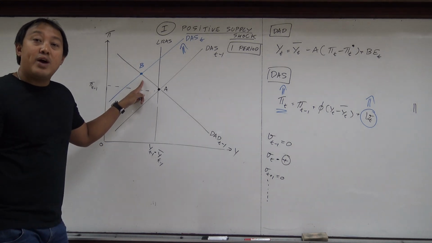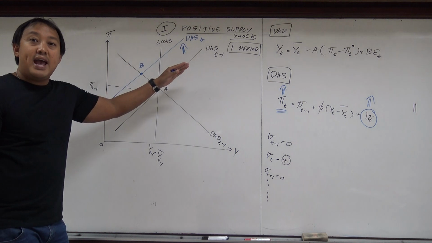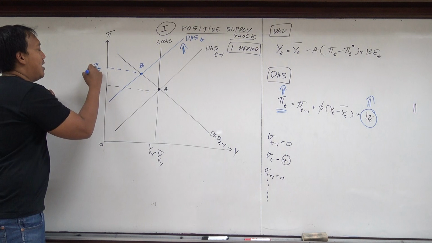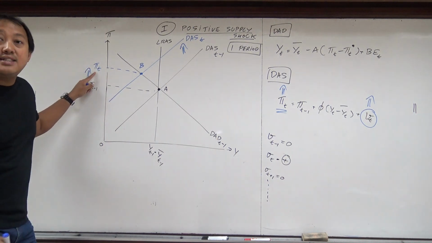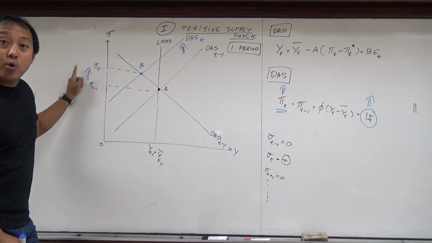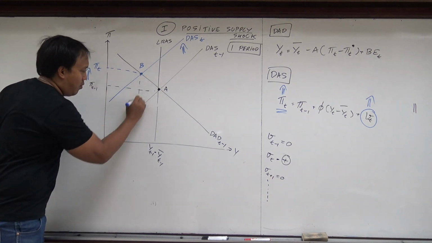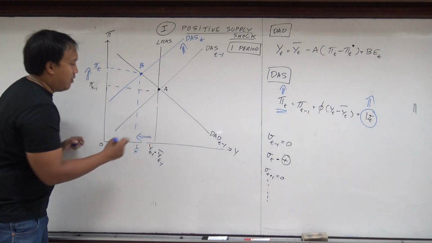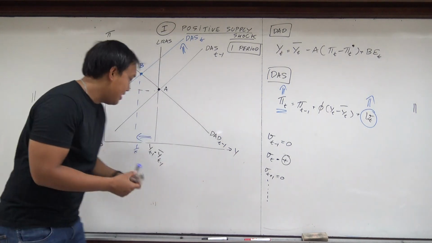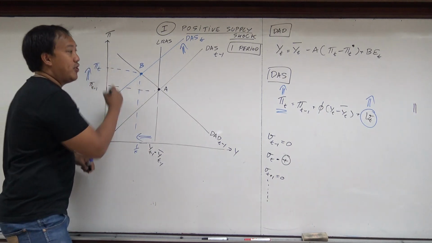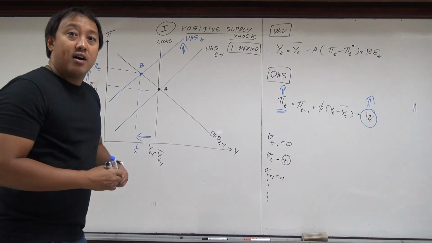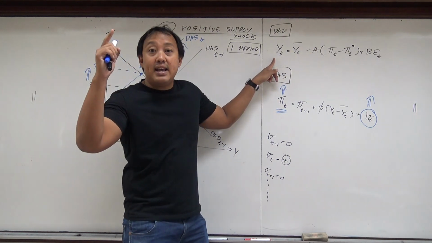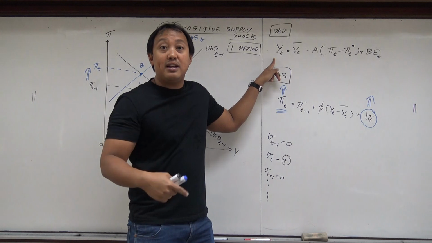What does it mean? When you have positive supply shock, the DAS curve shifts up, and everything becomes more expensive. Inflation goes up. This is pi T, pi at time T. When inflation goes up, Y T is here, and the whole economy slows down. So in this case, we have no effects on the DAD curve. On the DAD curve, it's just that when everything becomes more expensive, Y T goes down, and the economy slows down.